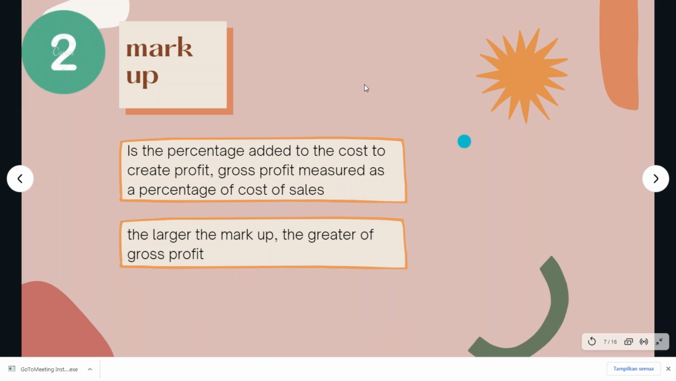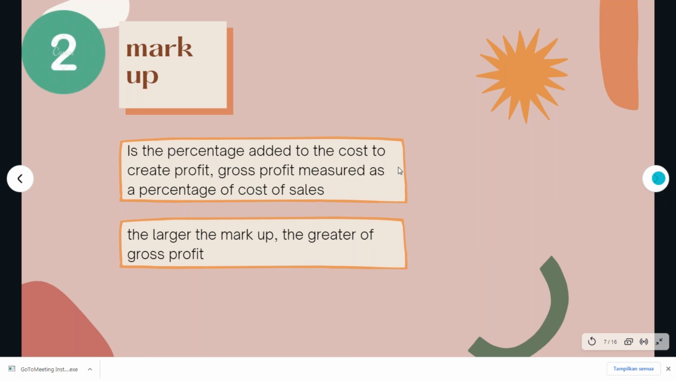And the next is mark-up. This is the percentage added to the cost to create profit. So gross profit is measured as a percentage of cost of sales. And the clue is the larger the mark-up, the greater the gross profit.